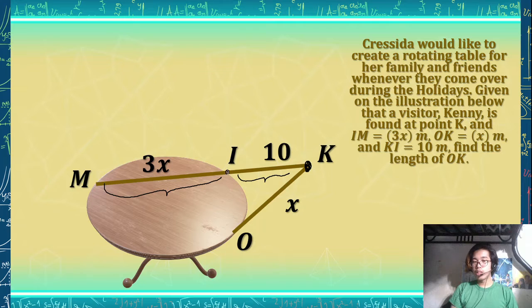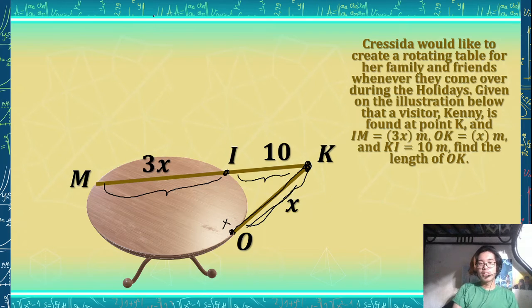The distance between the table and Kenny is 10 units, and the measurement of OK, of points O and K, this part of the table to Kenny, is equal to x units. For this problem, we need to find the distance of the table from Kenny at this point. We need to find the value of x. So what formula can we create, guys, using the secant power theorem?